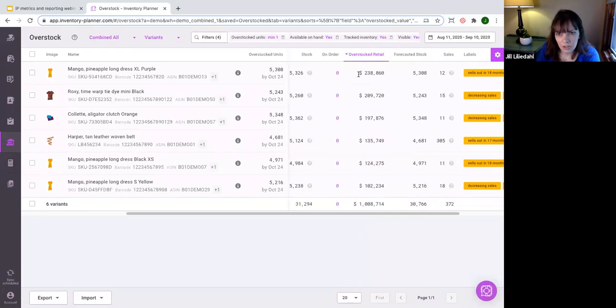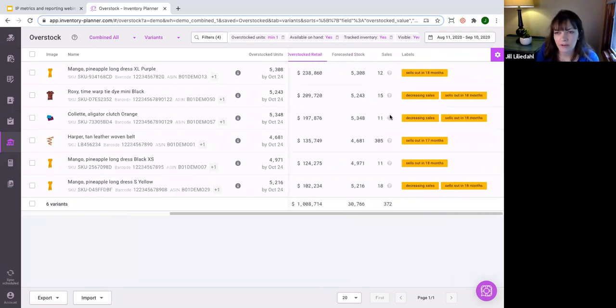So here's the overstock retail that we talked about. Again, with the gear icon, you can add in overstock cost to see how much we can potentially get out of this. And then one other thing that I want you to look at in the overstock here is these labels. So this is telling us more about how long these items are going to last.